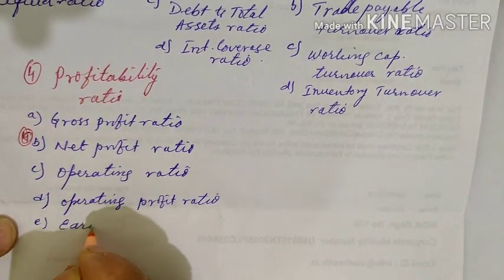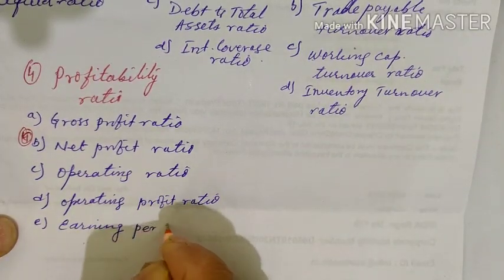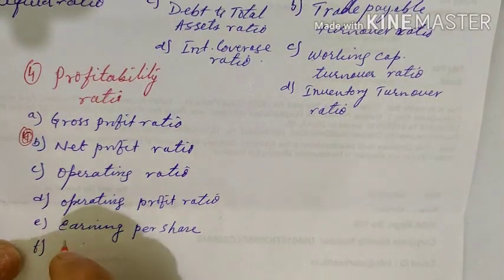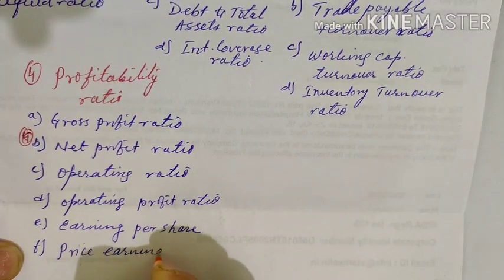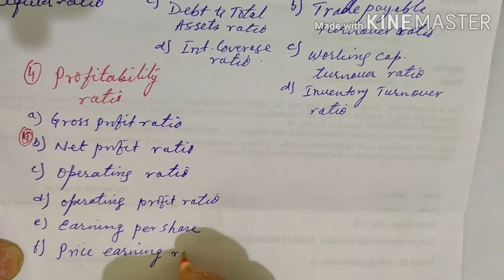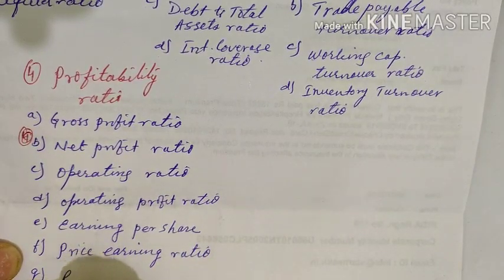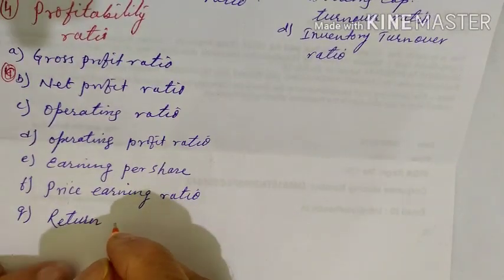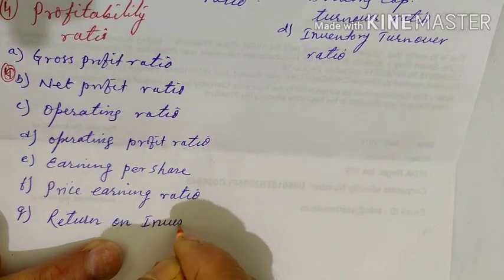number E, earning per share, F, price earning ratio, and number G, you have return on investment.